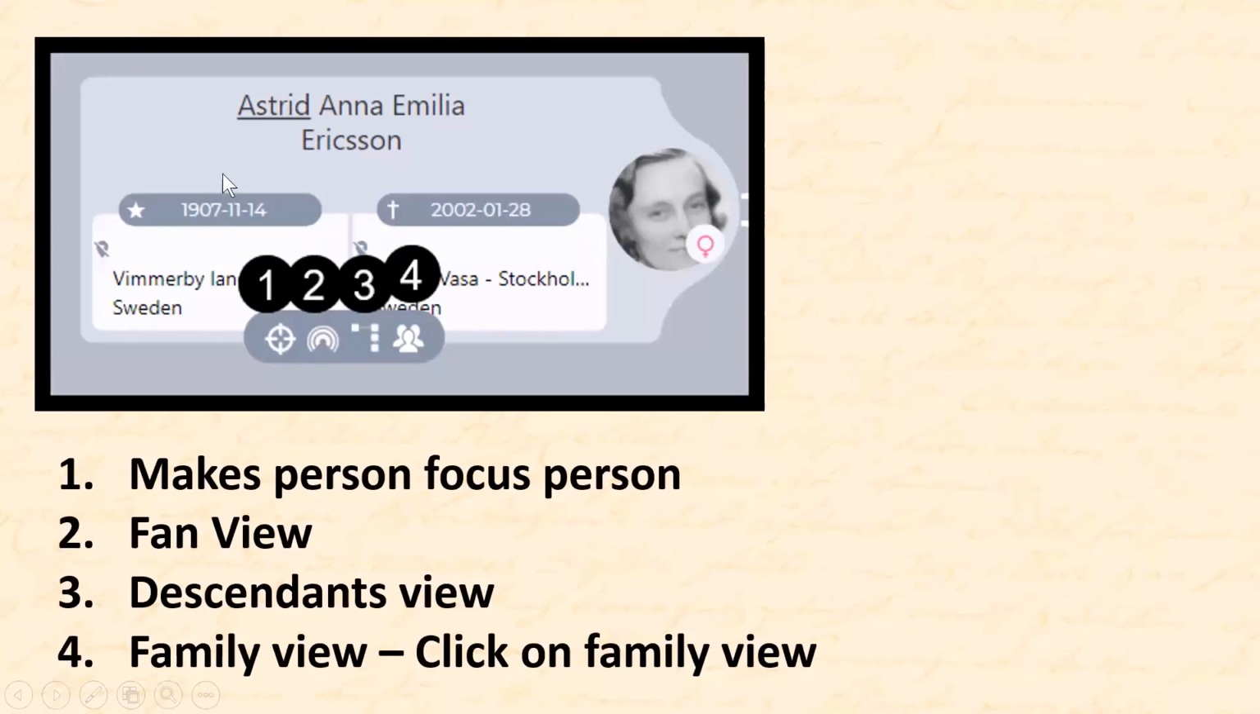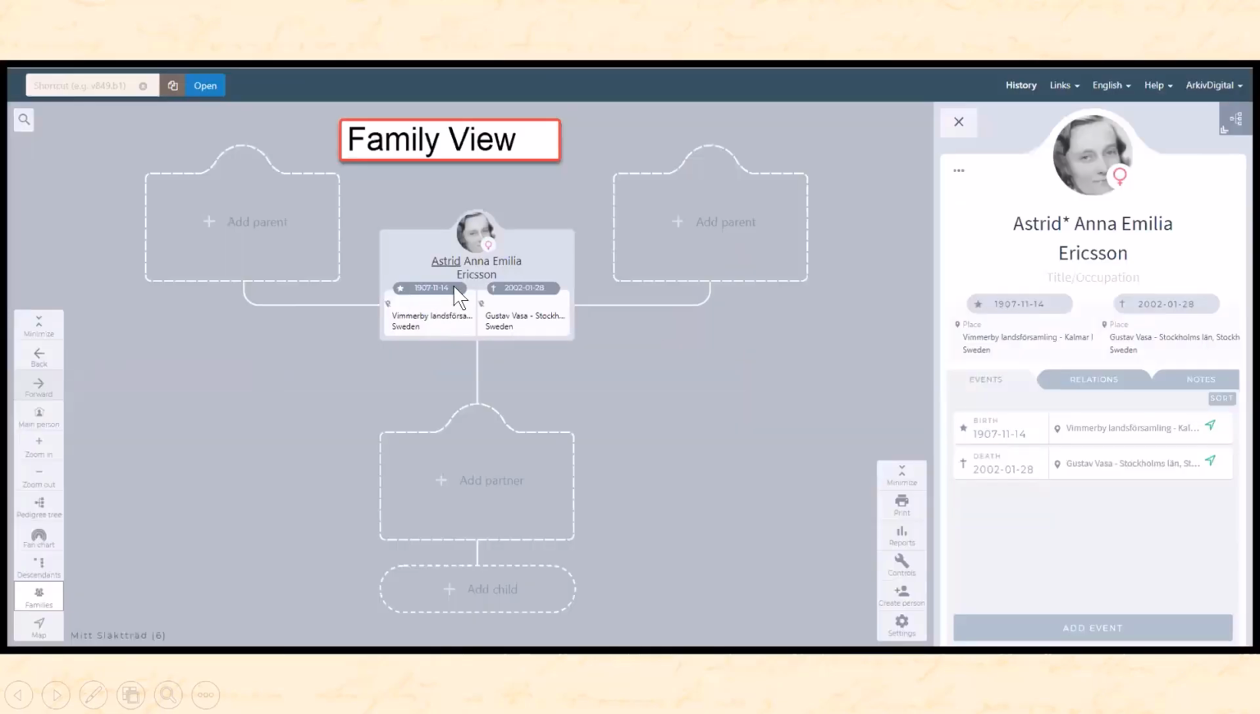In that box where it shows her name, there are 4 little icons at the bottom. And that number 1 makes the person a focused person. If the person's not one, you can see a fan view of the tree, descendants view, and then a family view. When we want to click on the family view, here's the family view, and this is how we're going to actually start building our tree.